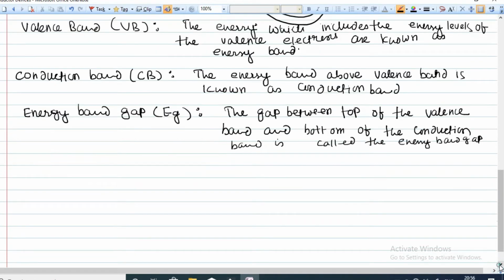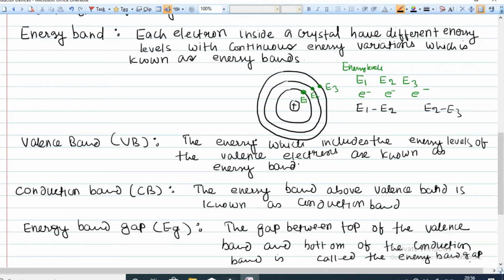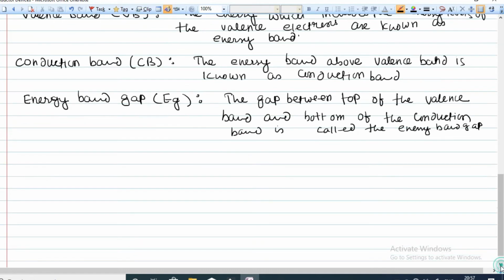Now we are going to classify conductors, semiconductors and insulators. First I am going to discuss the energy band diagram of the conductors. First let me draw the energy band.